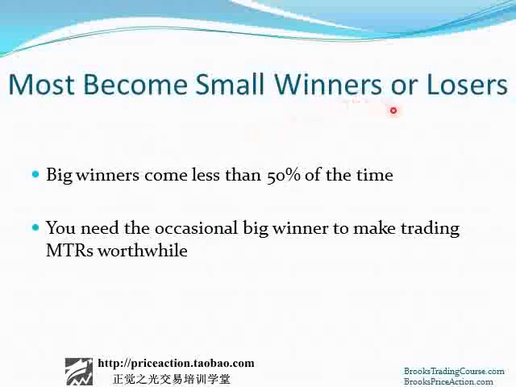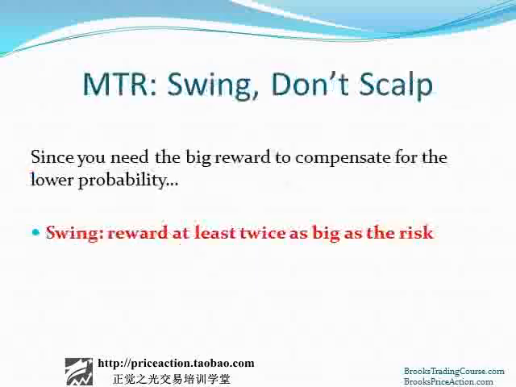Most of the time, major trend reversal signals become small winners or losers. Big winners come less than 50% of the time, but you need that occasional big winner to make major trend reversals worthwhile. So you have to treat them as swing trades to make sure that you capture those big winners. And by a big winner, I mean a reward at least twice as big as the risk. And you need at least twice as much as you're going to risk to overcome the lower probability.